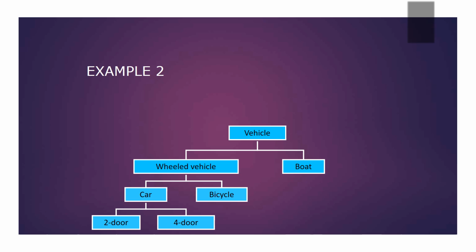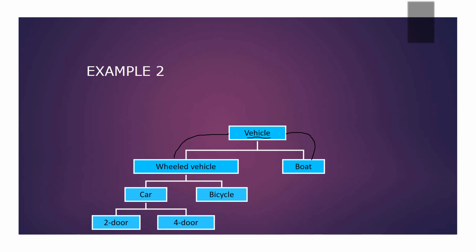Before seeing the access control, we'll just go for example 2. I have a class called a vehicle. Vehicle is one class, and this vehicle will act as a base class. This vehicle base class is further divided by one more class called a wheeled vehicle, as well as a without-wheeled vehicle, for which I have given an example as boat.